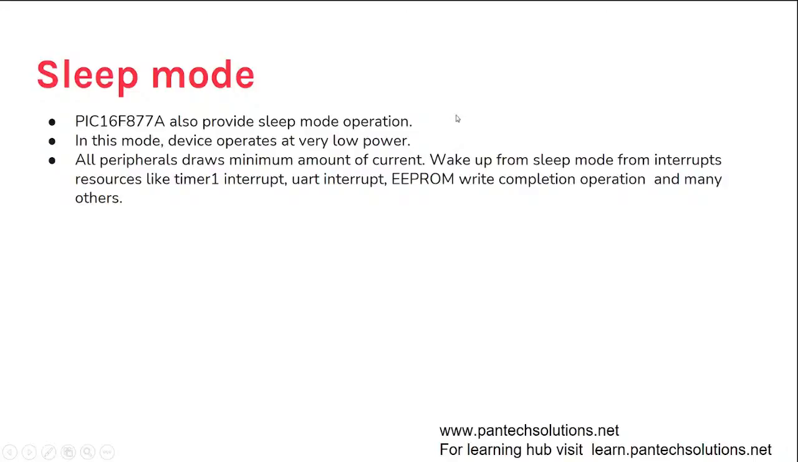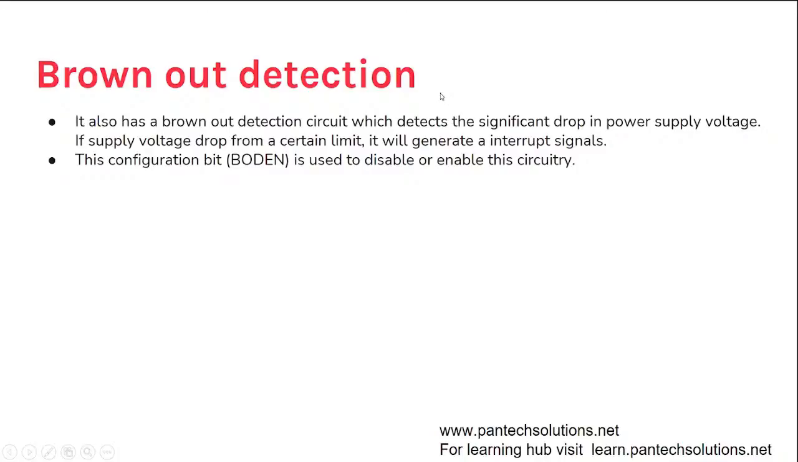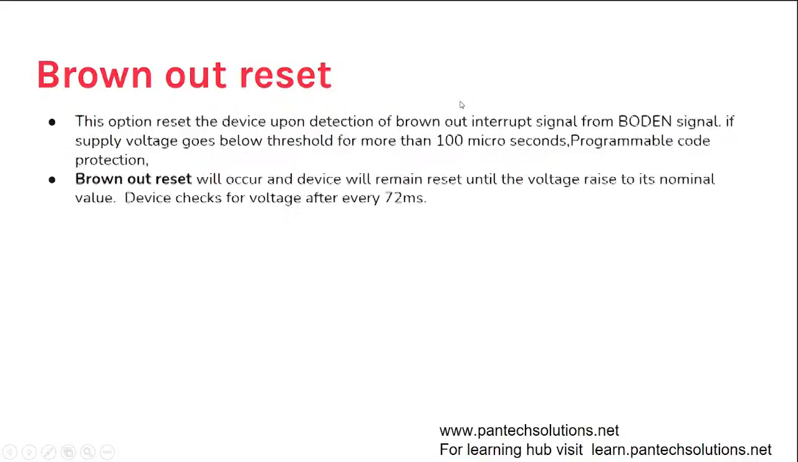And sleep mode: PIC16F877A can also provide sleep mode operation. During this mode, it could operate at very low power and draws a minimal amount of current. You can wake up from sleep mode using interrupt sources like timer 1, UART interrupt, EEPROM write operations and many others. So this sleep mode can be used when you use a battery operated power supply. It also has brownout detection: whenever there is a significant drop in power supply voltage, it resets the processor. Brownout detection and brownout resets.